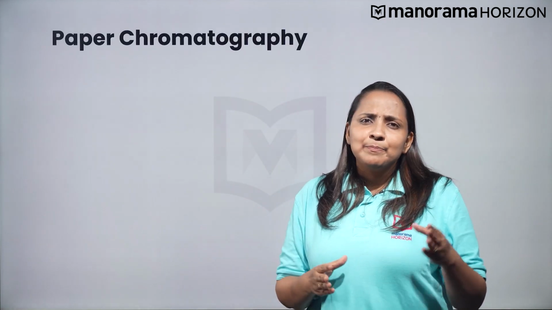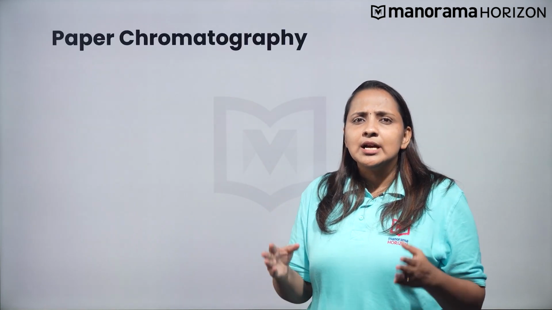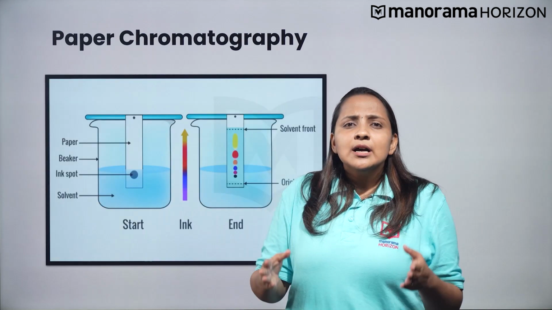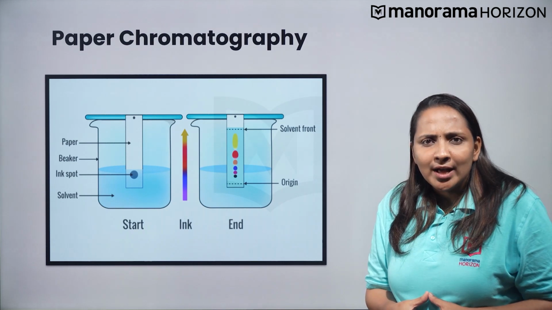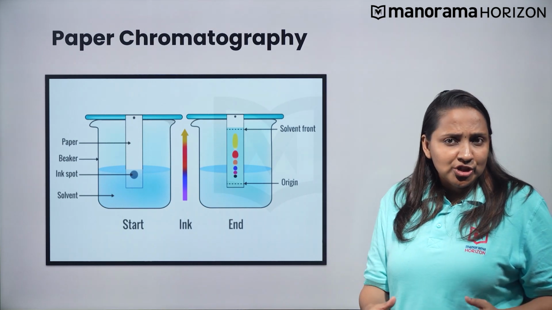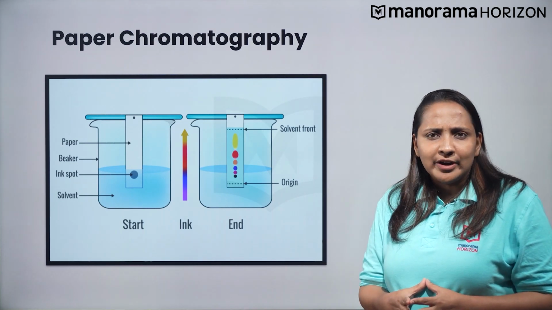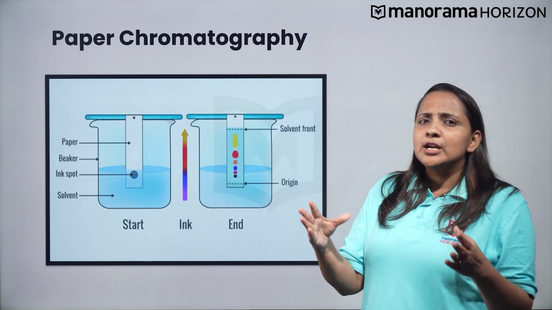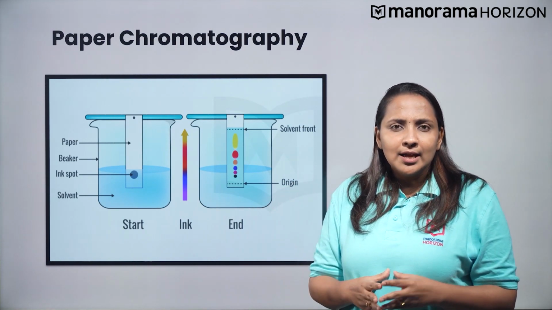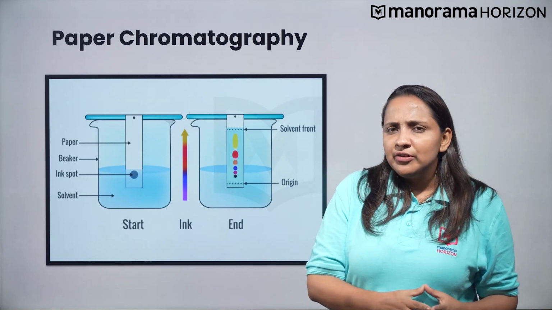Next, we will discuss paper chromatography, which is a type of partition chromatography. Here, a special quality of paper known as chromatography paper is used, which is made of cellulose fibers with molecules of water adsorbed on them. This acts as the stationary phase.